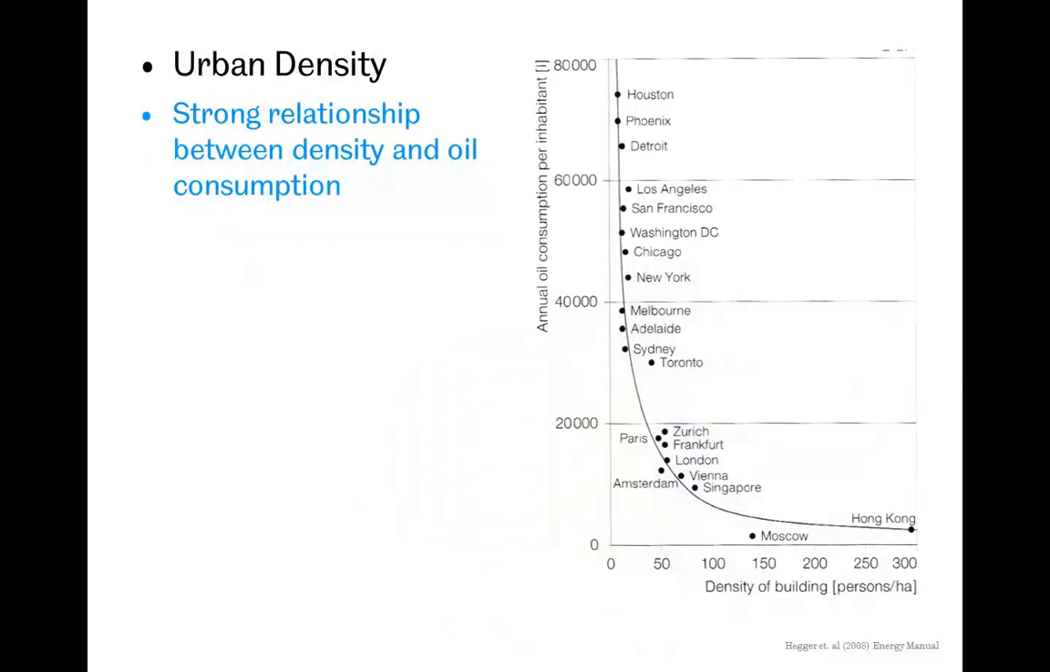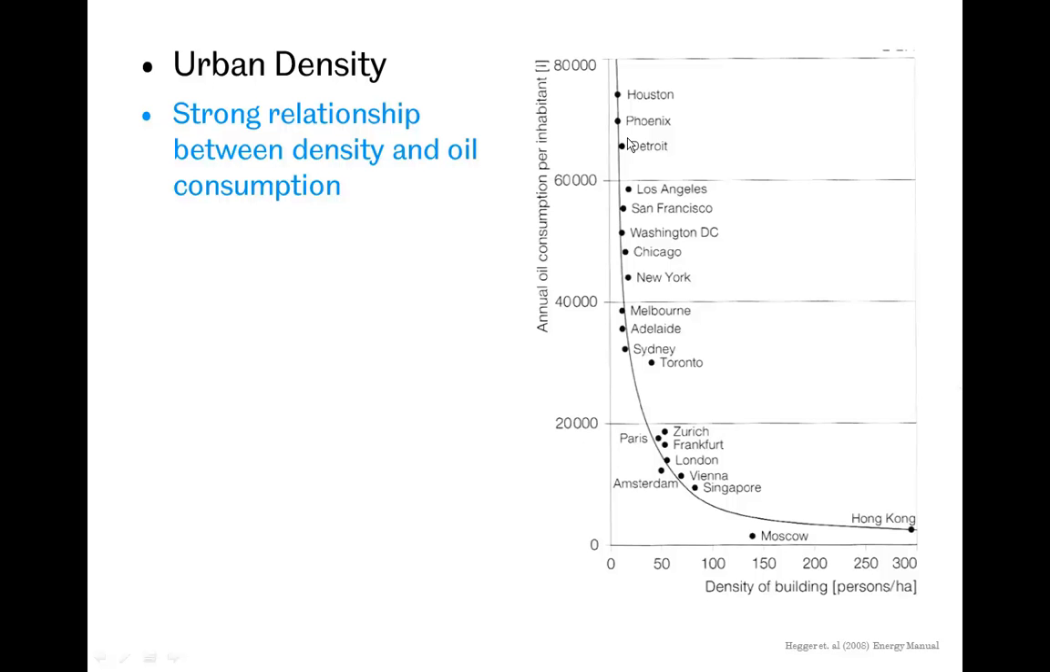And very important, strong relationship between density and oil consumption. So if we have a look at this graph here, we've got the density of buildings in an urban environment, and that's measured in terms of persons per hectare. And then up the other axis, the annual oil consumption. And you can see there's this close fit line which is drawn, clearly demonstrating that if we go to, for example, London here, London is reasonably dense at about 50 people per hectare, and its energy consumption is reasonably low down here.